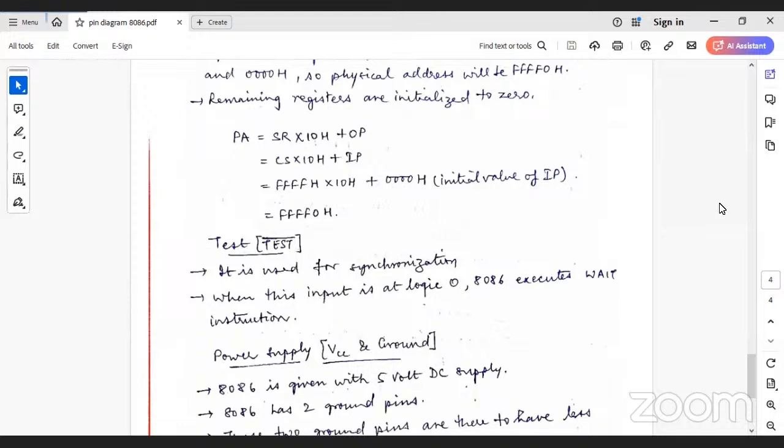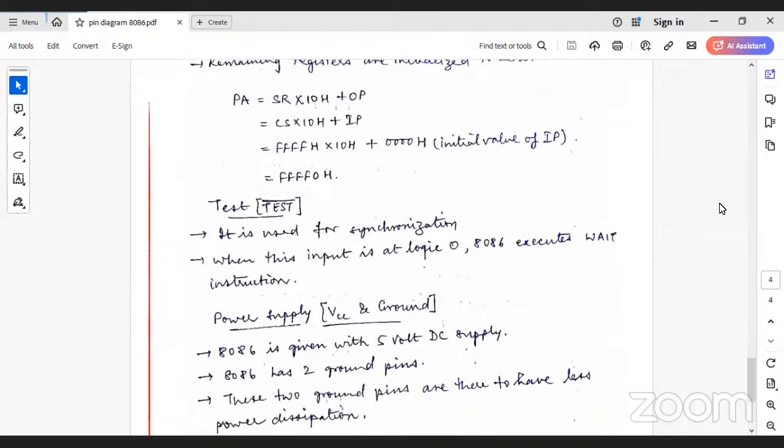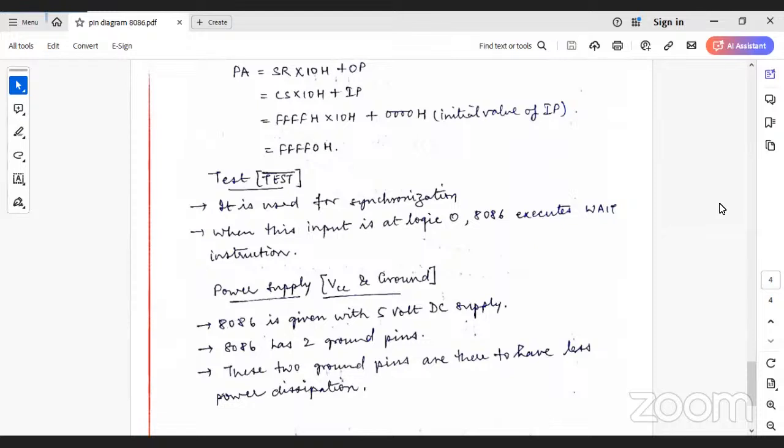So, how the test signal is used for synchronization is, this is an active low signal. So when it is at logic 0, it executes the wait instruction. So the wait states are introduced into your timing cycle using the test signal. This is about your test signal as a pin. It is pin number 23 in your pin diagram.